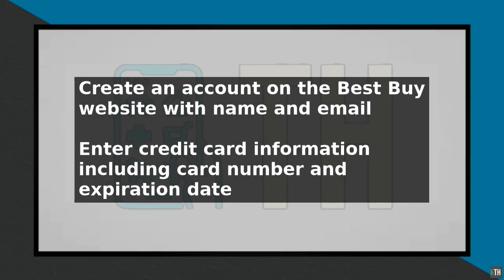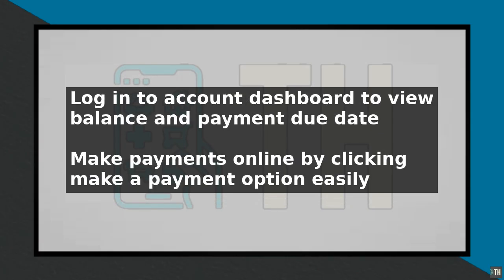First, you need to create an account on the Best Buy website. To do this, go to the Best Buy website and click on the Sign In option at the top right corner. Then select Create an account and enter the required information such as your name, email address, and password. You will also need to provide your credit card information including the card number, expiration date, and security code.